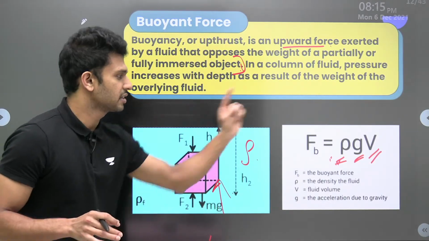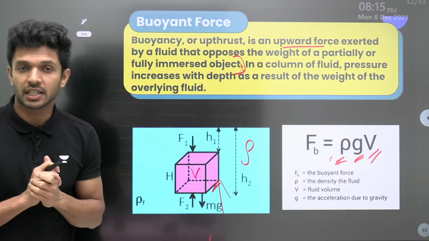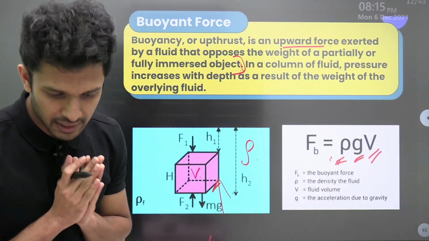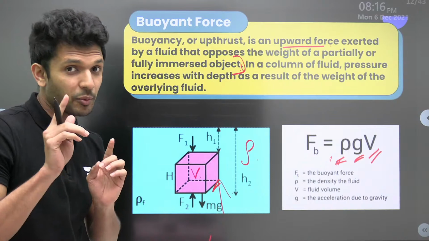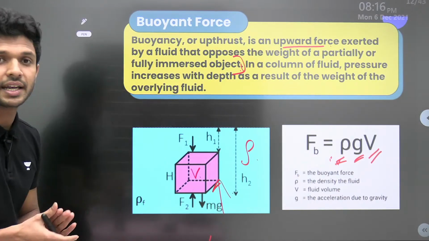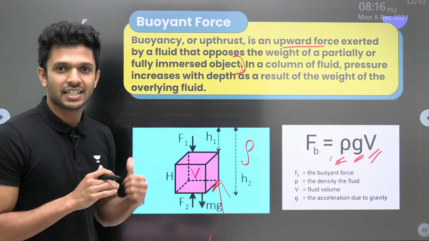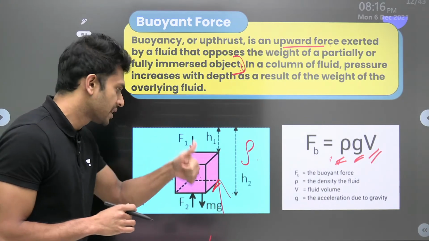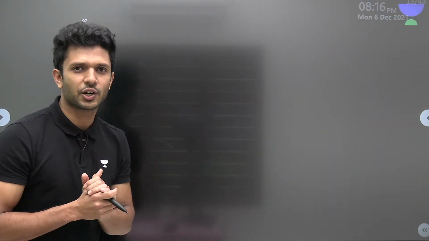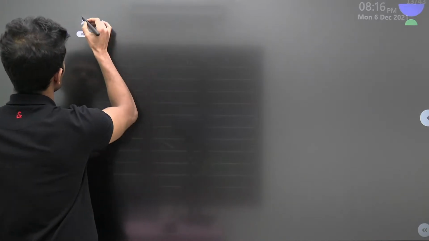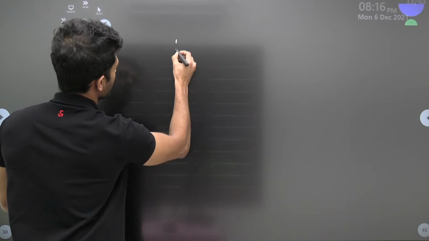Definition, direction, formula. Those who want to note it down, note it down quickly, because I'm going to explain how there is an upward buoyant force acting on the body. I think you all have noted it down. So let's see how there is a net upward buoyant force acting on the body. What am I going to do? I am going to take a beaker. Look, we are having a beaker.